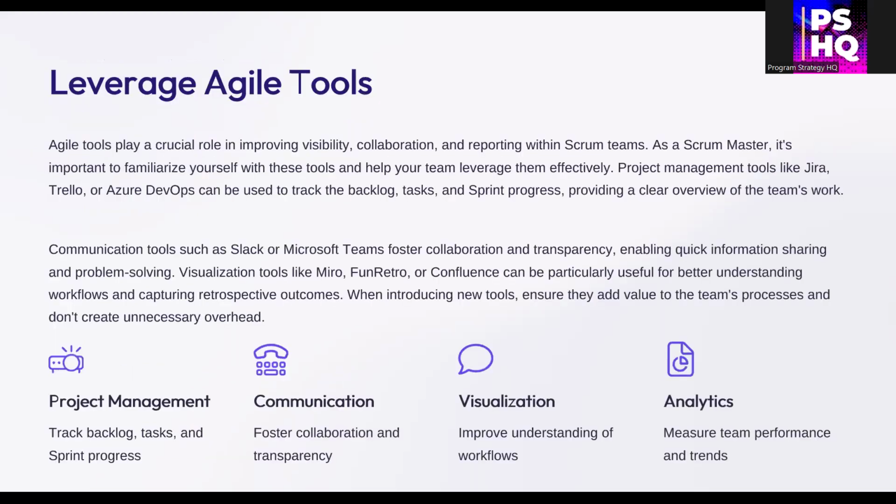Agile tools are your secret weapon for boosting efficiency and collaboration. Use Jira, Trello, or Azure DevOps to track tasks and progress. For communication, Slack and Microsoft Teams keep the team connected. Miro or FunRetro are great for visualizing workflows and gathering retrospective insights. And don't forget to leverage built-in analytics for performance tracking. The goal? Choose tools that add value without overcomplicating things.